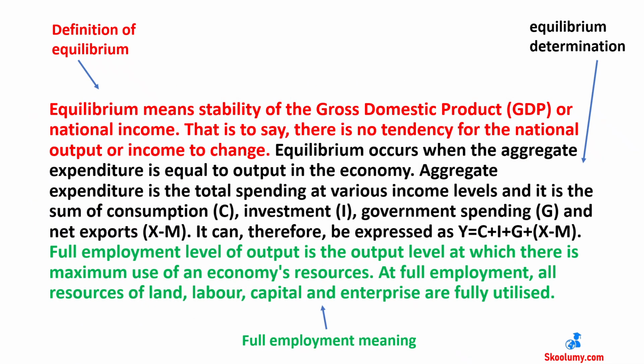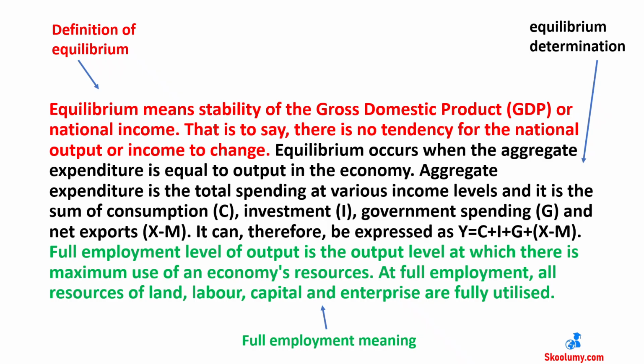The first part of the question is as follows. Equilibrium means stability of the gross domestic product, GDP, or national income. That is to say, there is no tendency for the national output or income to change. Equilibrium occurs when the aggregate expenditure is equal to output in the economy. Aggregate expenditure is the total spending at various income levels, and it is the sum of consumption, investment, government spending, and net exports. It can, therefore, be expressed as Y equals C plus I plus G plus X minus M.